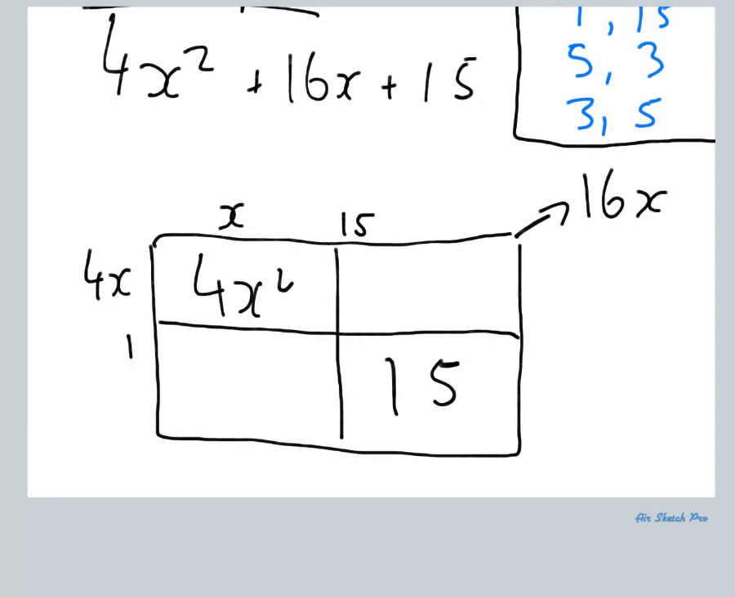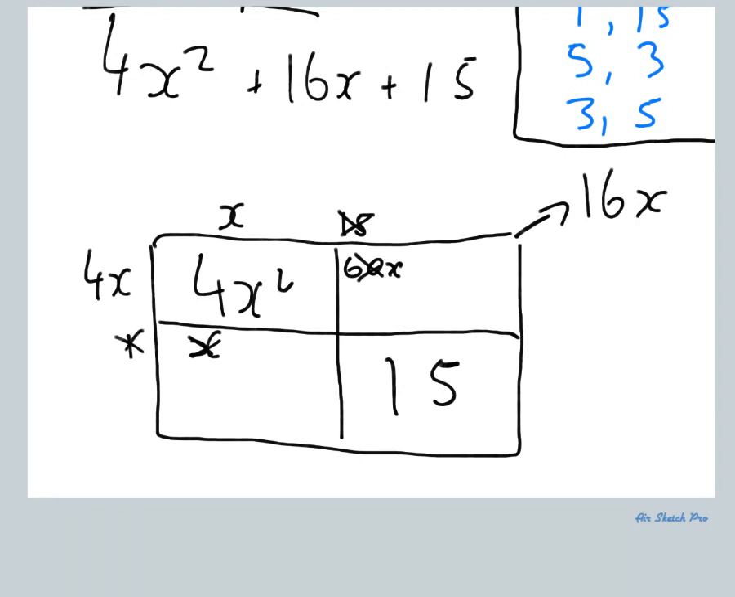Now let me look at the cross multiplication here. 15 times 4x is equal to 60x. x times 1 is x, and that gives me 61x. Now, 61x is close to 16x in that the digits are the same, but apart from that, they're very different numbers. So these two will not add together to give me the middle one. So these cannot be the solution.